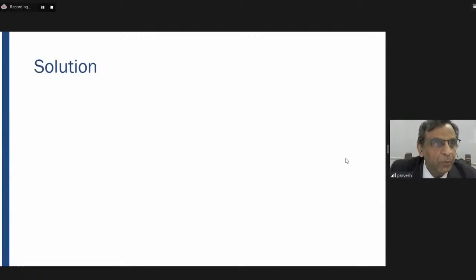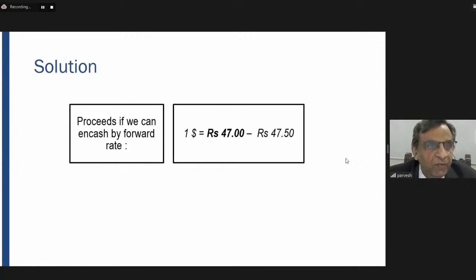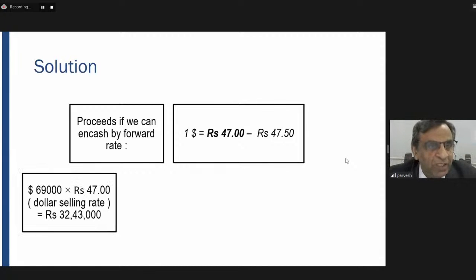But then what happens if he wants to encash after 2 months? He can encash it at a forward rate. The forward rate is given to you. $1 is equal to 47-47.50. So that means he is going to encash it at 47, which is actually the bid rate of the bank, and for you it is the buying rate.